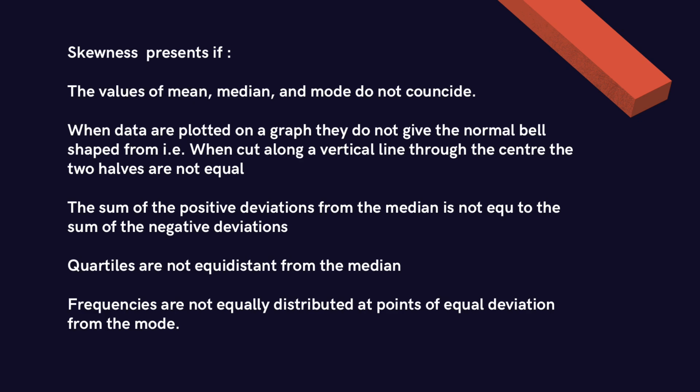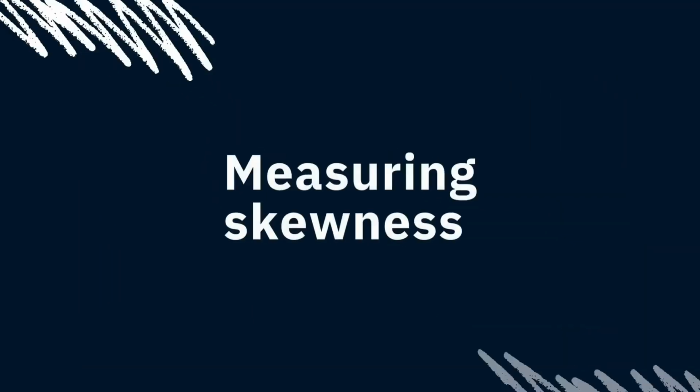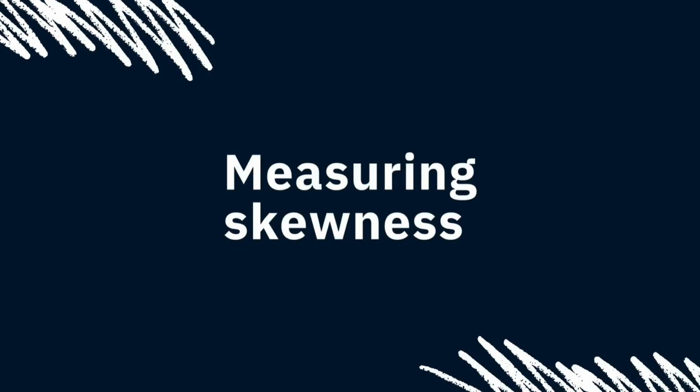Third, the sum of the positive deviations from the median is not equal to the sum of the negative deviations. Fourth, quartiles are not equidistant from the median. And lastly, frequencies are not equally distributed at points of equal deviation from the mode. And next we will learn about measuring skewness.